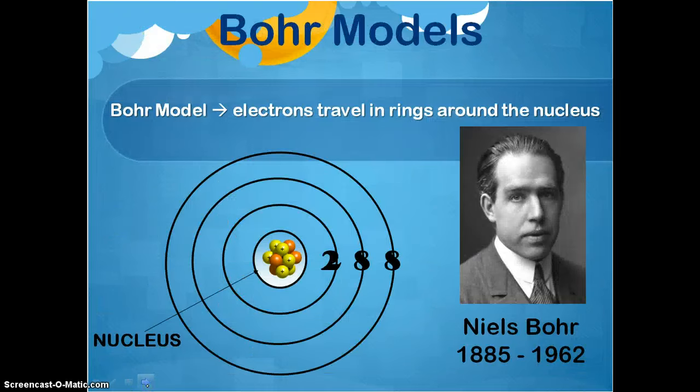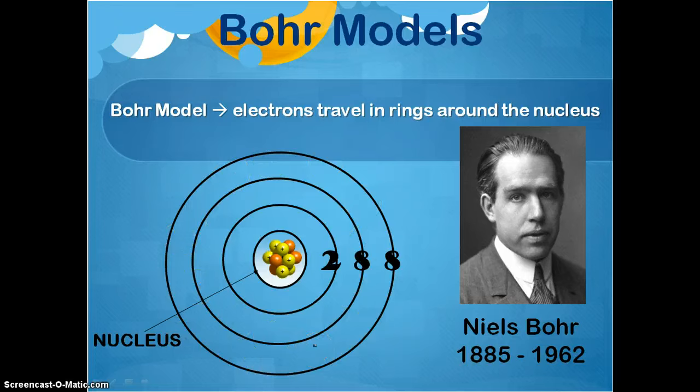Taking it one step further, we have a gentleman here called Niels Bohr, and he came up with this idea of a Bohr model. Scientists like to name things that they discover or invent after themselves. So Mr. Bohr came up with this idea that we have a nucleus, and in the nucleus are our protons and neutrons, and then we have these electron rings where our electrons are going to orbit outside of the nucleus.